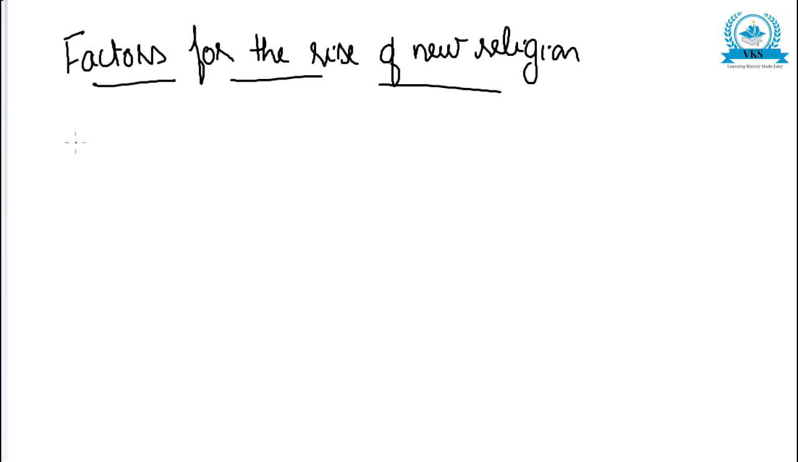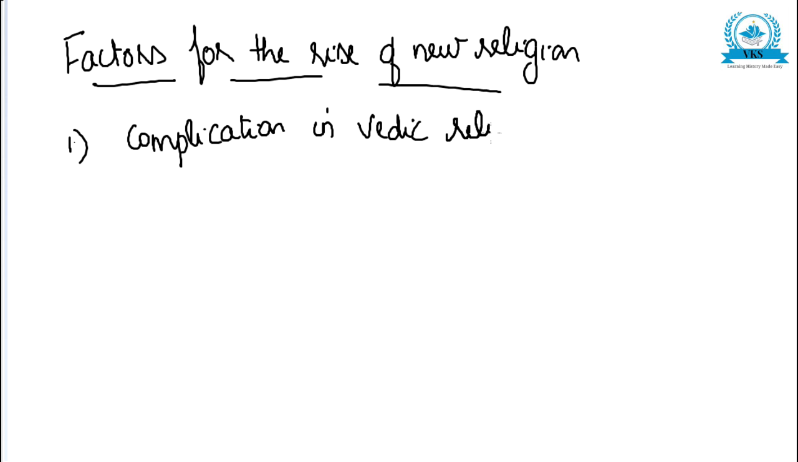So here also, as I told you, main points will be there that you have to highlight, underline and then explanation. So the main factors for the rise of new religion are: the first point, complications in Vedic religion.